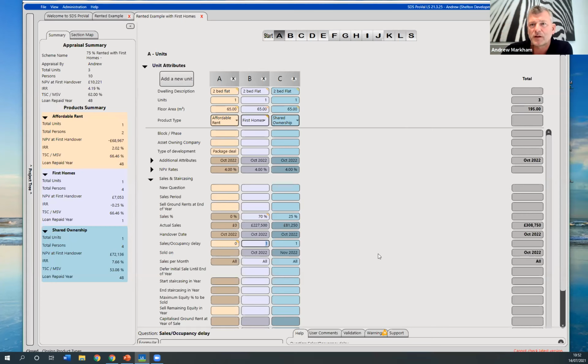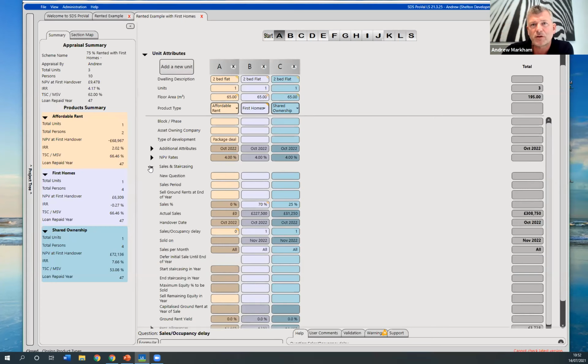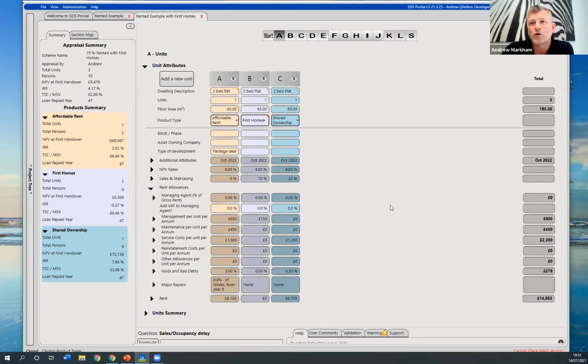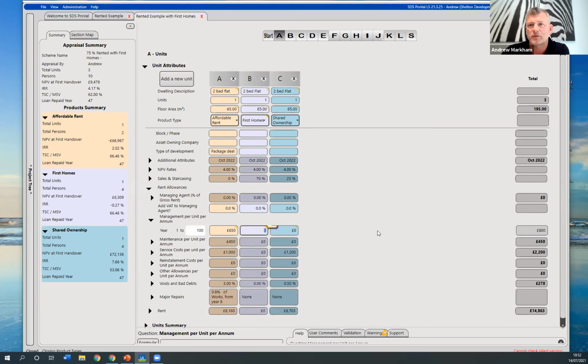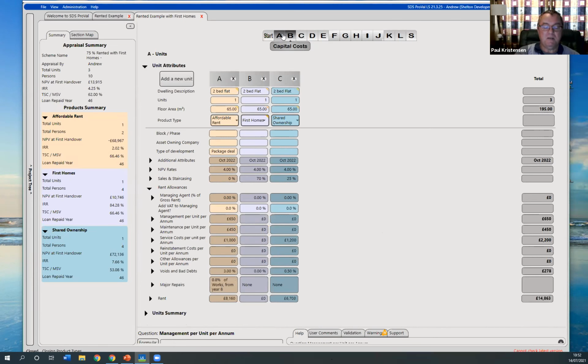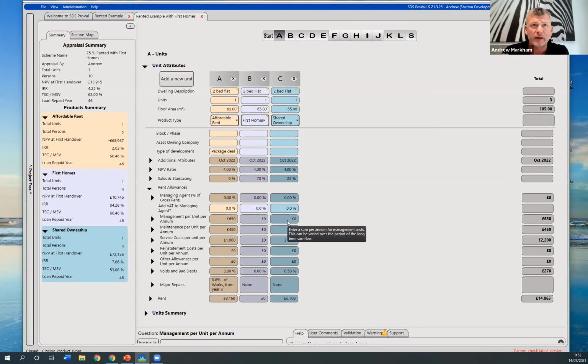Let's start them at the same time. We'll look at the management cost now. So here is what we're saying the management cost would be. In the past, you might have put 150 as management. But now it should be part of the service cost. So generally speaking, on a shared ownership unit here, we would put £150 or whatever you think in here, but we're not. We're now saying the service cost on this is 1200.